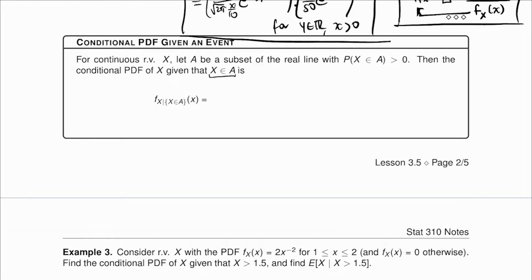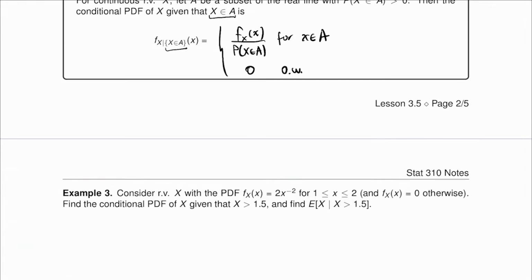The conditional PDF of x given that condition, x belonging to that subset, is equal to the marginal of x over the probability that x belongs to that subset for x in the subset, and 0 otherwise. Okay, let's see this example.